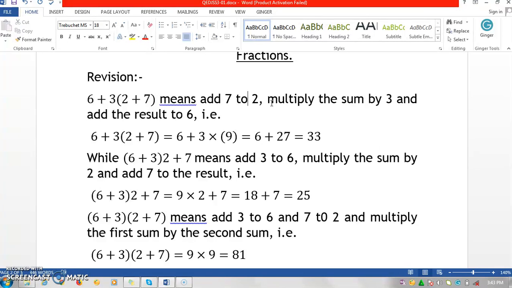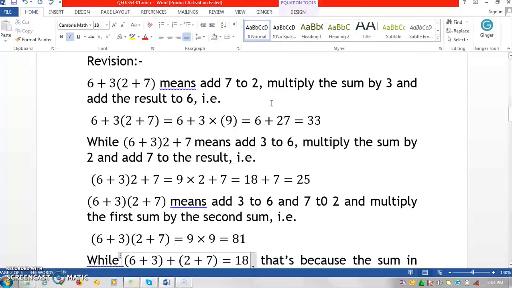Now the other way around. We have 6 plus 3 inside the bracket, then we have 2 plus 7 outside. The bracket is actually multiplying 2, so we have to add what is in the bracket, 6 plus 3. Then after that, we'll multiply that by 2, then add the result to 7, and that will give us 25. The same digits, but the bracket is changing the 2.